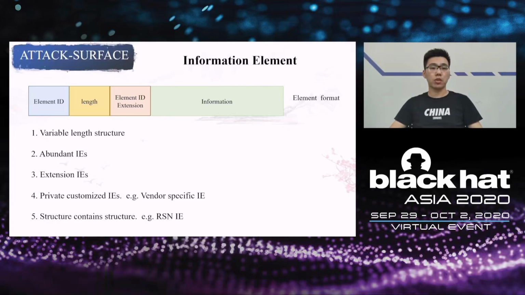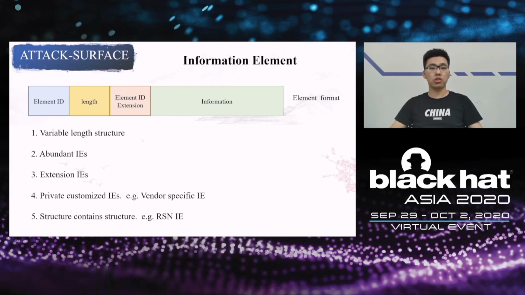Fourth, private customized information elements. A vendor-specific information element can not only contain the content defined by each manufacturer, but also include Wi-Fi Protected Access and other functions. It carries so many functions in one information element, which requires a higher level of information element parsing. Fifth, structure contains structure.